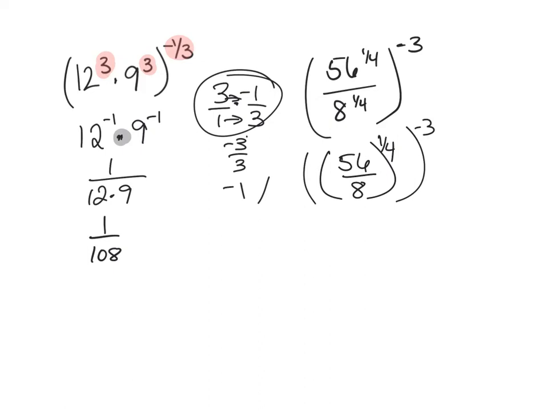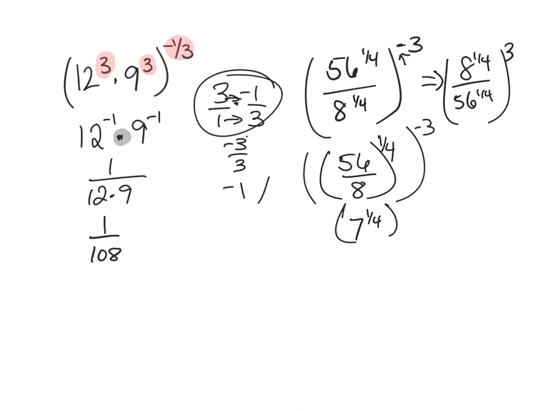So if the exponent's the same, I can bring the exponent out and put it together into division, and that usually helps me to simplify. Because 56 divided by 8 is what? 7 to the 1/4. I could have flipped the fraction in the beginning and made it 8 to the 1/4 over 56 to the 1/4, all to the positive 3, and that took care of that negative exponent. Okay, so I still have that negative exponent out there, so this is going to become 1 over 7 to the 3/4 power.